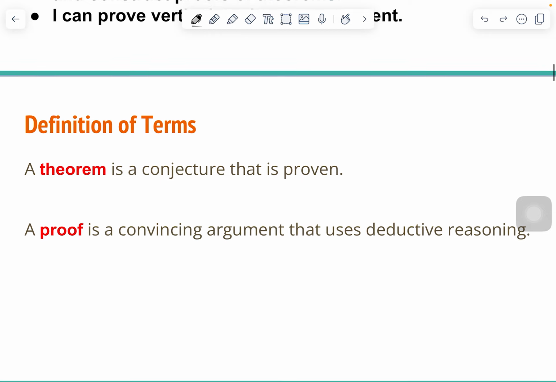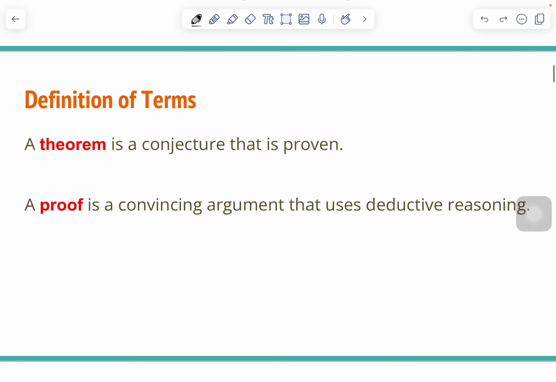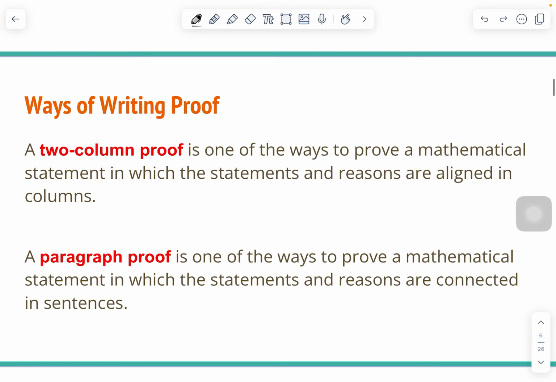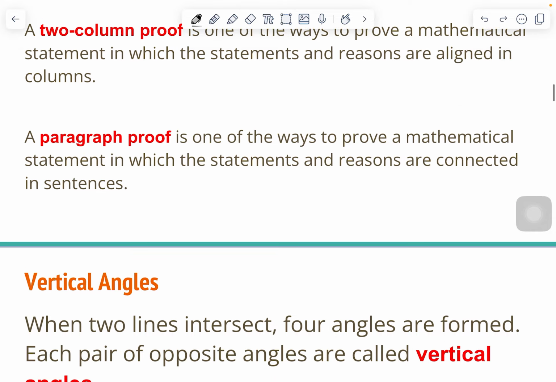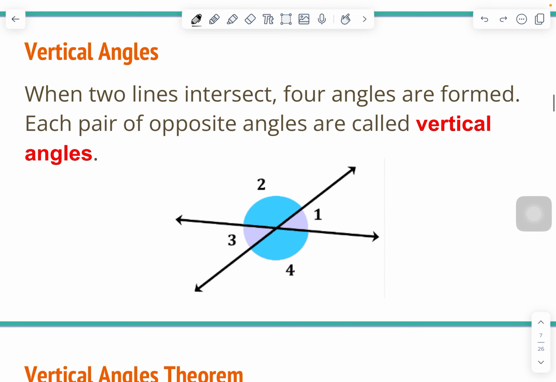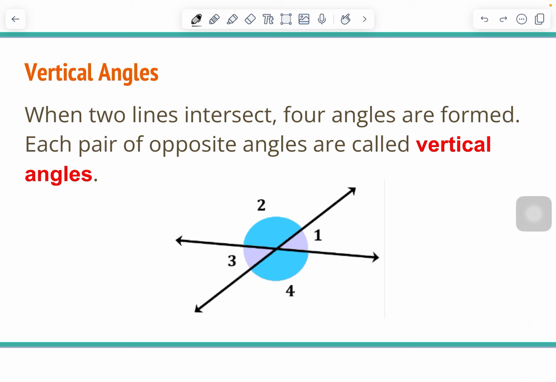The other day, I gave you work to find the definition of the following: the theorem and the proof, and the ways of writing proof, the two-column proof and the paragraph proof, and vertical angles. Let's have the first angle pair that we'll be talking about. When you say vertical angles, when two lines intersect, 4 angles are formed. These angles 1, 2, 3, and 4. Each pair of opposite angles are called vertical angles.